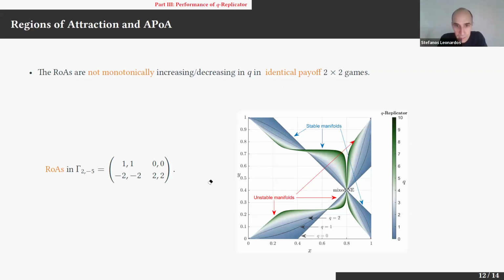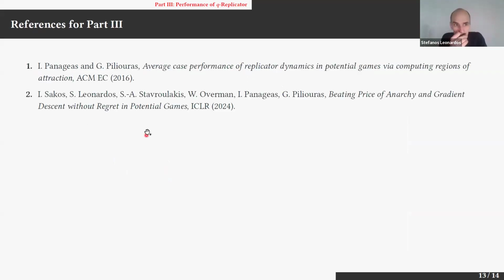The references that I have in this part, and that was it actually, are here. This is because it's ongoing research that we have been doing with Yannis and Georgios. So they had an initial paper where they introduced this average case performance, and then we followed up with this comparative analysis between gradient descent and Q-Replicator. If there are other papers, apologies that I don't cite them here.